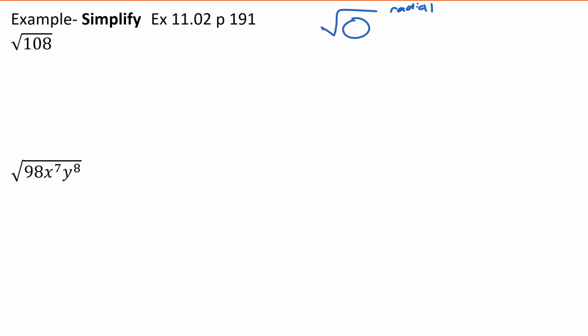Square root of 108. Can we write that in a different way? 108 is what? 12 times 9? 36 times 3? Lots of different ways you can do it. But let's go 36 times 3. What's the square root of 36? So that's the same as 6 root 3. Are you happy with that?